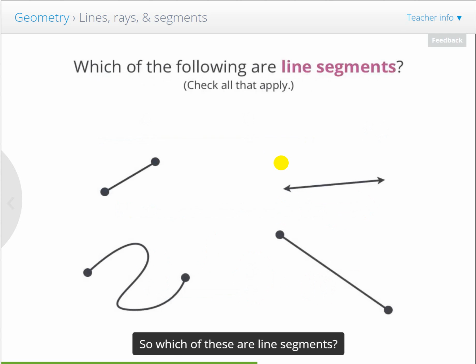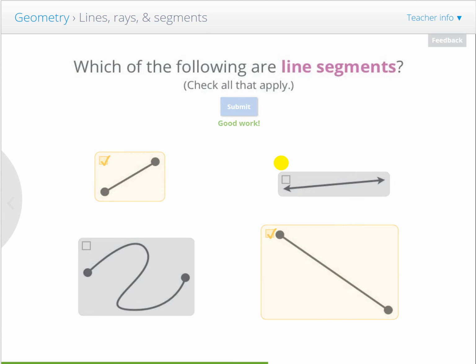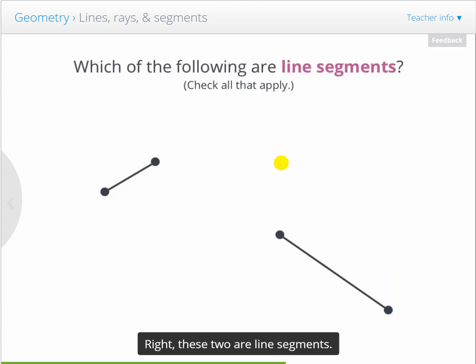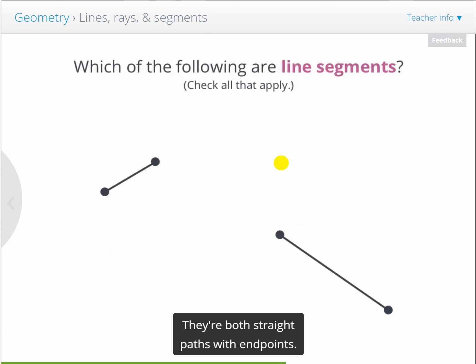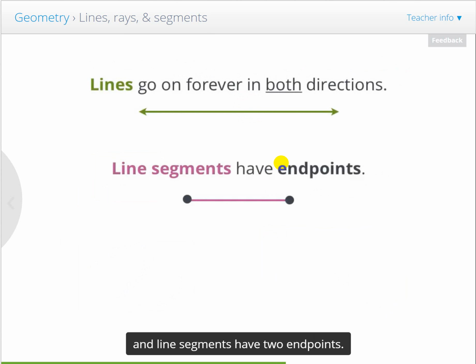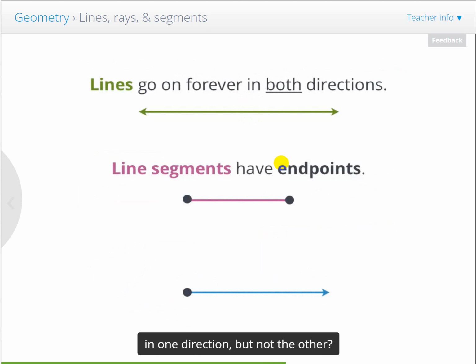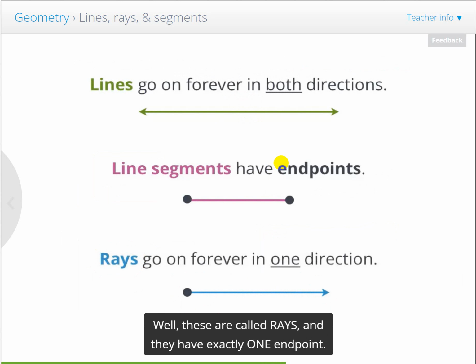So which of these are line segments? Right, these 2 are line segments. They're both straight paths with endpoints. So lines go on forever in both directions, and line segments have 2 endpoints. But what do you call it when you go on forever in one direction, but not the other? Well, these are called rays, and they have exactly one endpoint.